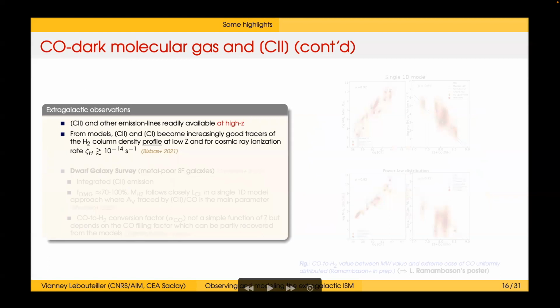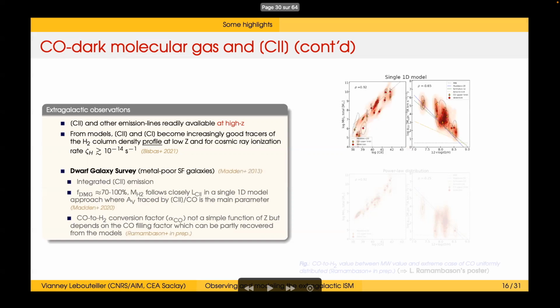C2 and the other emission lines, like C1, for instance, are very interesting for extragalactic observations because they are available potentially at very high redshifts. And from the models, for instance, those of Thomas Bisbas, C2 and also C1 become increasingly good tracers of the H2 column density profile in the cloud, at low metallicity and for cosmic ray ionization rates that are as high as this. So this is for a single cloud.